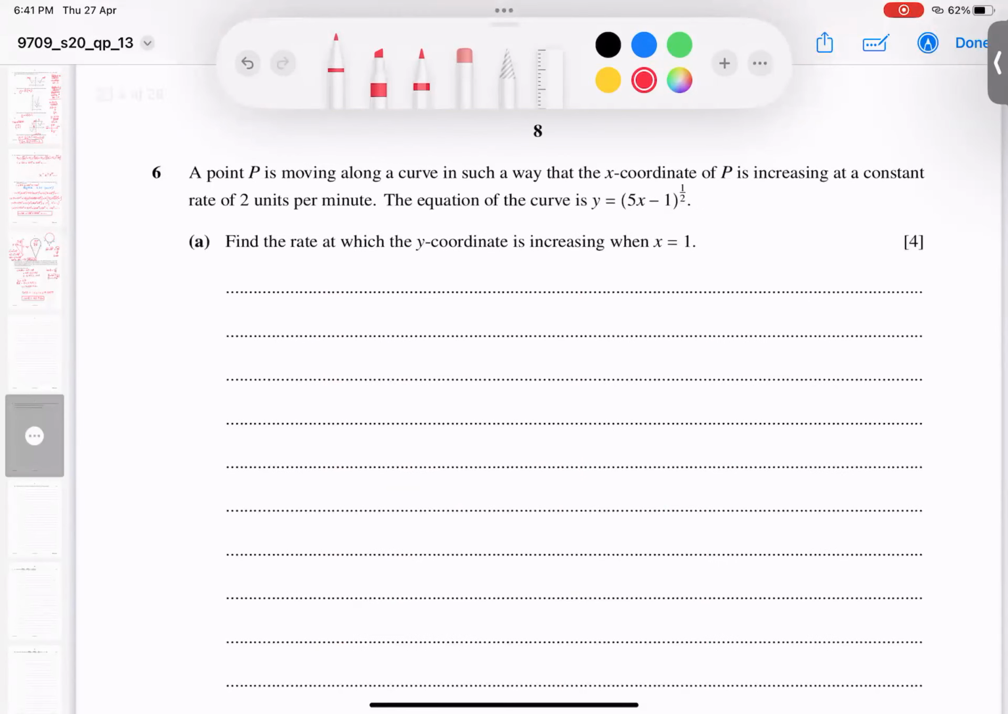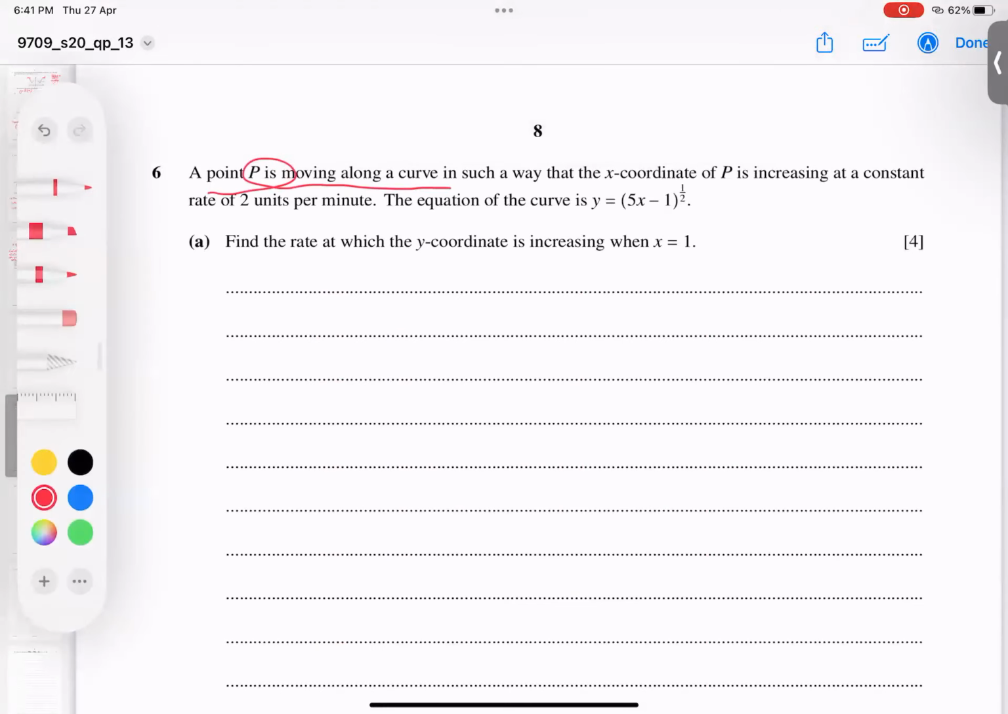Question number 6. What we have: a point P is moving along the curve, such that the x coordinate of P is increasing constantly at 2 units per minute. What is increasing? The x rate. Whenever the word rate comes with respect to time, even units per minute, I write dx over dt is 2 units per minute.